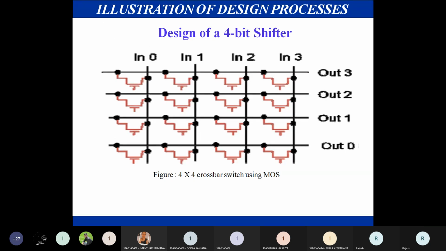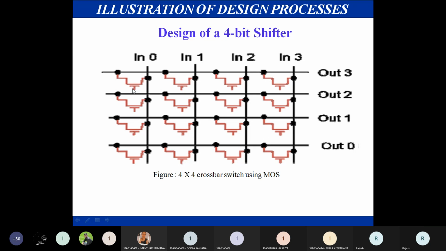For performing this rotate operation, we are considering the design as a 4x4 crossbar switch using MOSFETs. One of the MOSFETs is on and off such that you can do the shifting operations, either left or right. So vertically, our input lines IN0, IN1, IN2, IN3 are placed. Horizontally, out3, out2, out1, out0 are placed. Wherever there is an interconnection between input and output, there is a MOSFET with its gate. So like that, you require 16 MOSFETs.